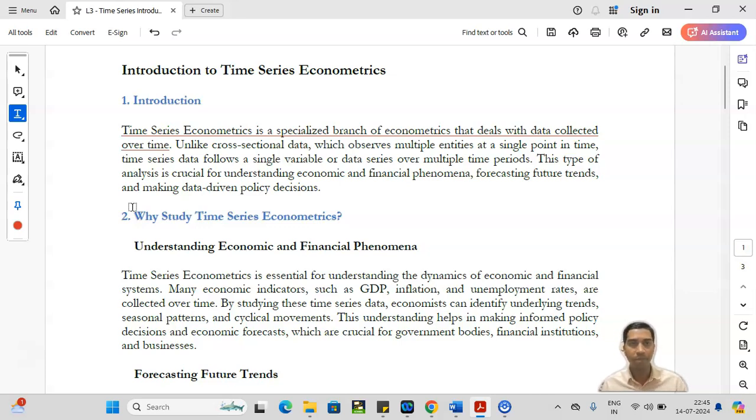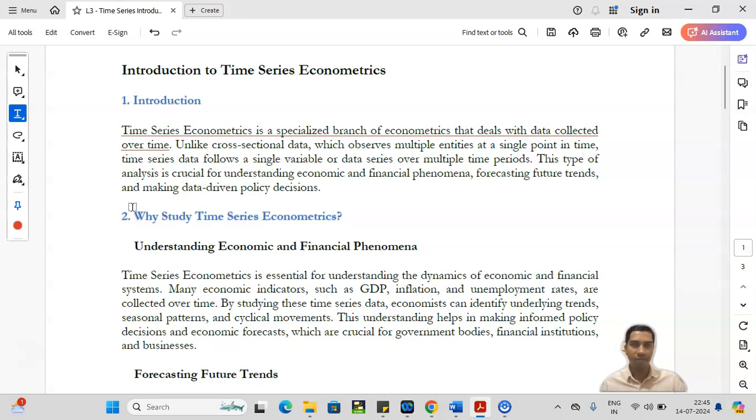Now, before we jump into the dynamics of time series econometrics, let us quickly understand what exactly we study in econometrics. In econometrics, we start with the CLRM model, and then we discuss two variables, then multiple variables. So in the beginning, we discussed data, which is more like cross-section data. And once the cross-section part is over, we move towards time series econometrics.